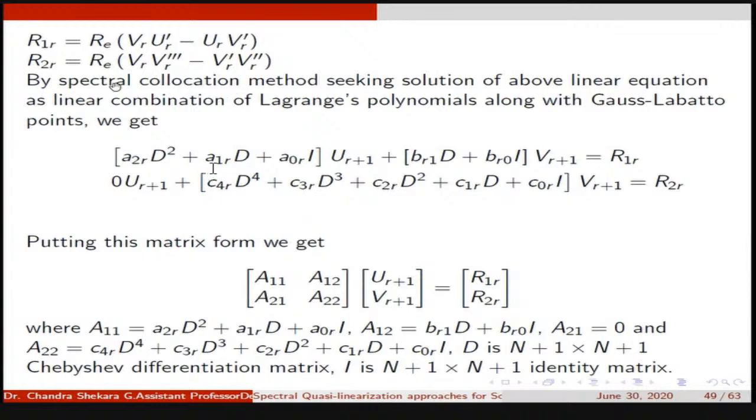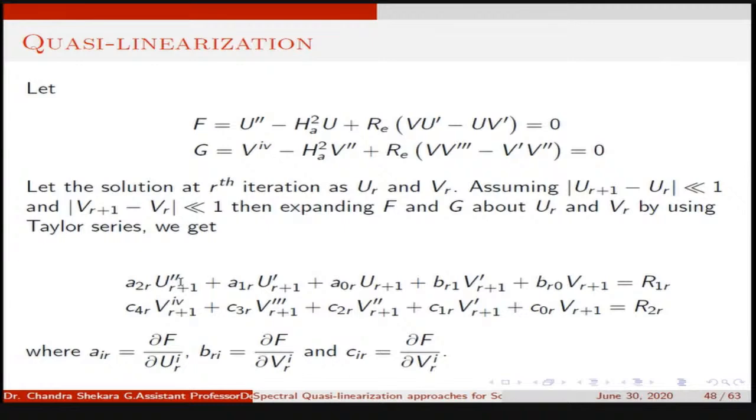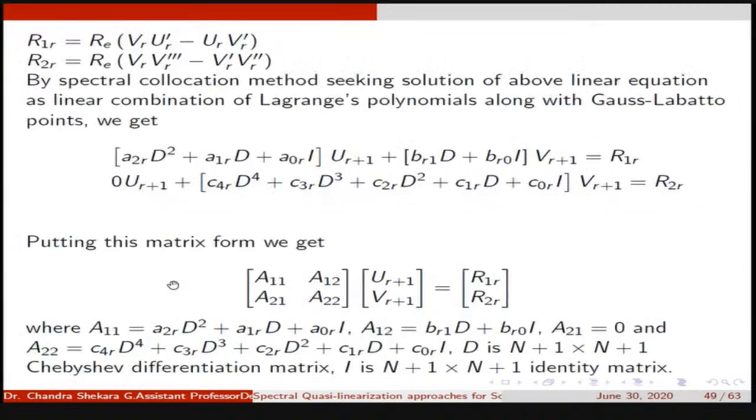Then what we do is we use a spectral collocation method to get the solution of this. I am using the Lagrange polynomials as basis functions along with Gauss-Lobatto points as the collocation points. Once we use Lagrange polynomials, the derivative u double dash means L double dash, which is D squared, as I explained. Similarly, u dash means L dash, which is D, and u means L, so it is just I. Similarly, v dash means L dash, that is D, and v means I.